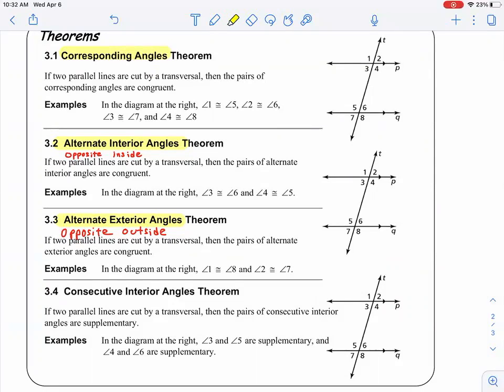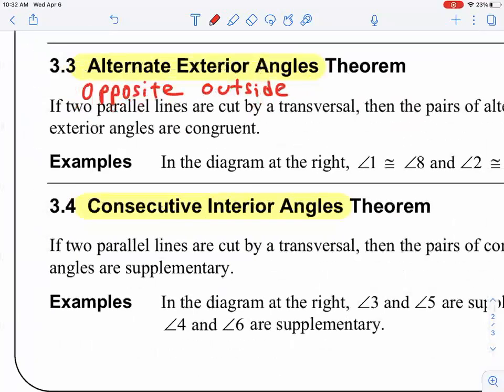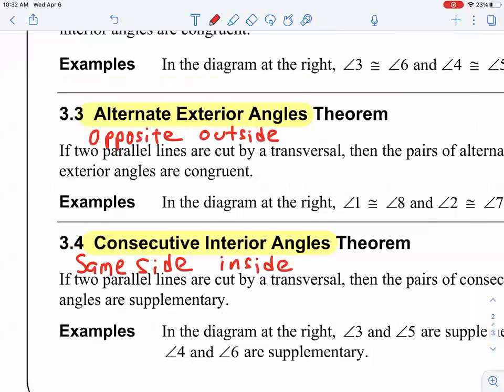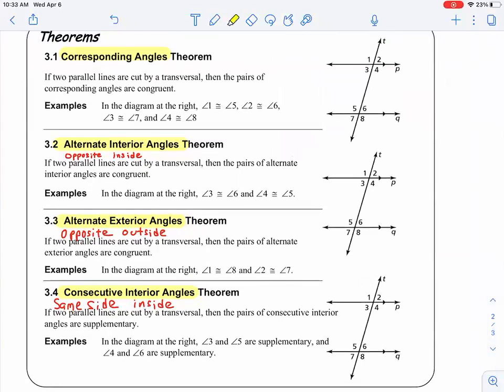All right. And the last one is consecutive interior angles. And this one, the consecutive, it's like the opposite of opposite. It means the consecutive means they're on the same side. So consecutive means the same side. And interior, of course, means inside. It can also mean like in a row, like 3 consecutive days, 3 days in a row. That is correct, in a row.